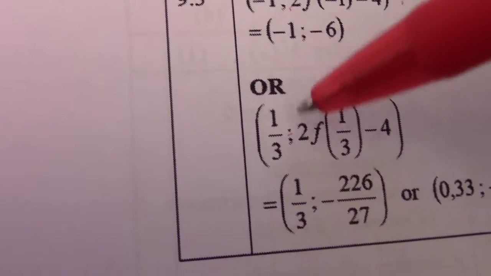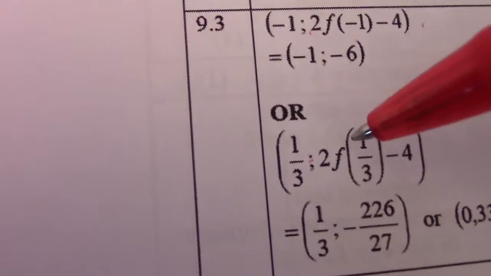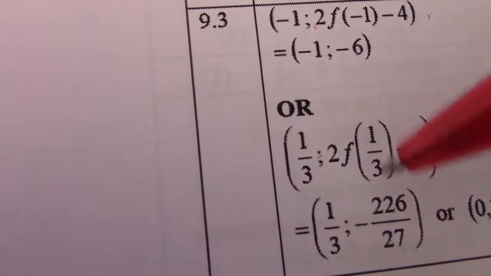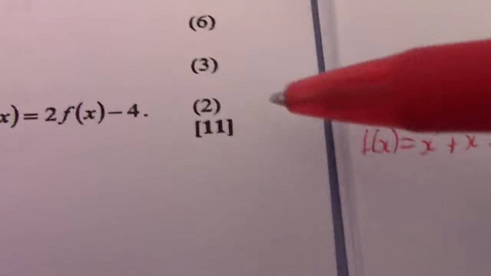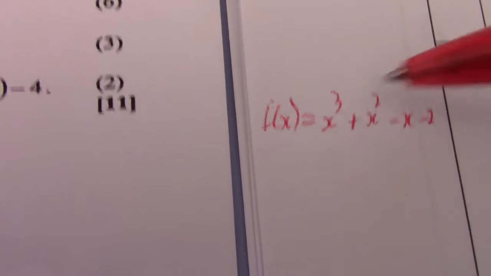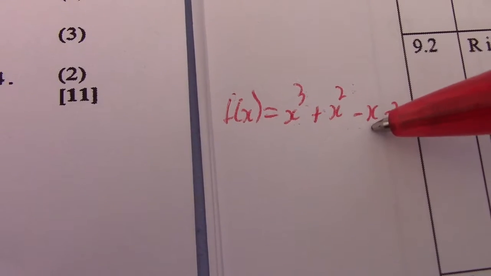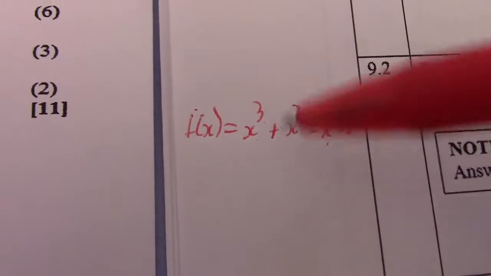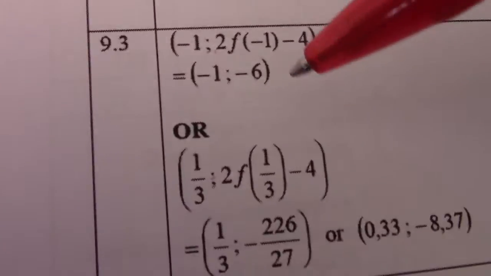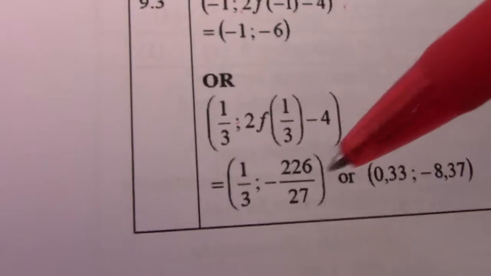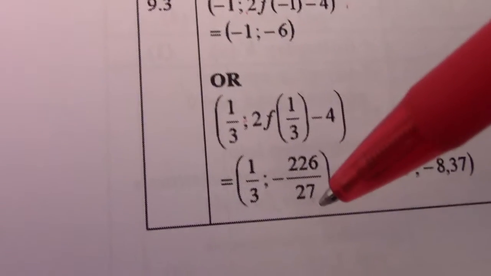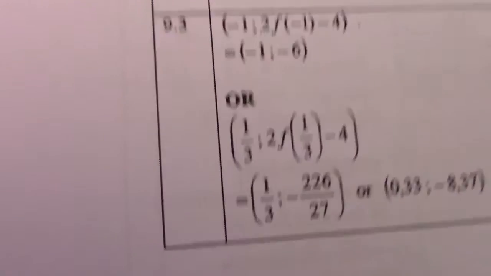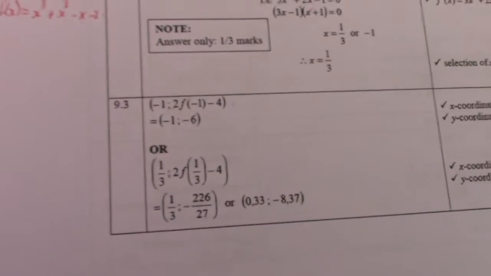The other turning point I have for r is 1 over 3. So that would become 2 f of 1 over 3. f of 1 over 3 goes back in that equation: 1 over 3 cubed plus 1 over 3 squared minus 1 over 3 minus 2. Do it on a calculator. That answer times 2, and then minus 4 gives me negative 226 over 27. So hope you follow, hope you understand.